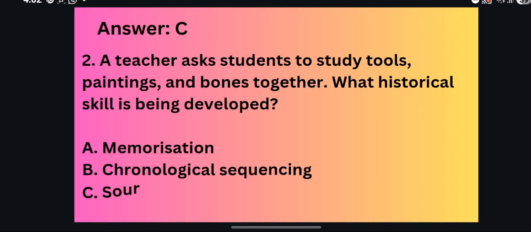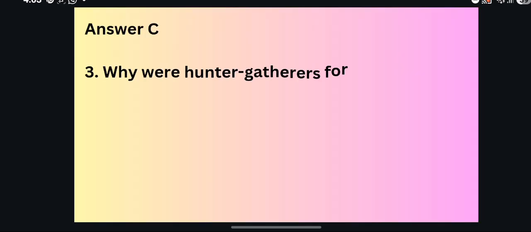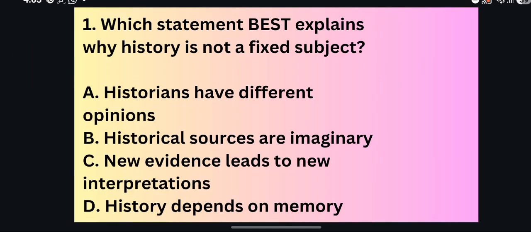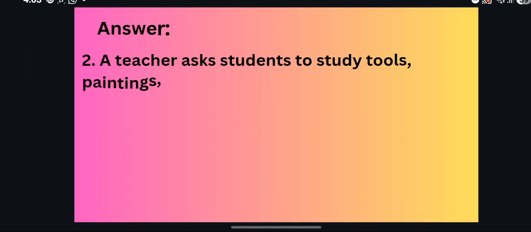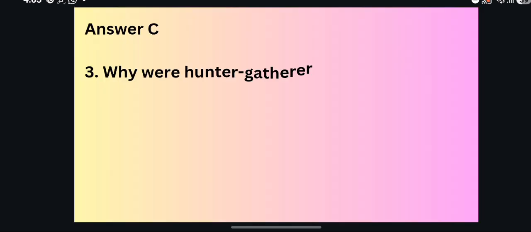Question number 2. A teacher asks students to study tools, paintings, and bones together. What historical skill is being developed here? Memorization, chronological sequencing, source correlation and interpretation, moral judgment. So, what is the correct answer? Exactly, the answer is option C, source correlation and interpretation.